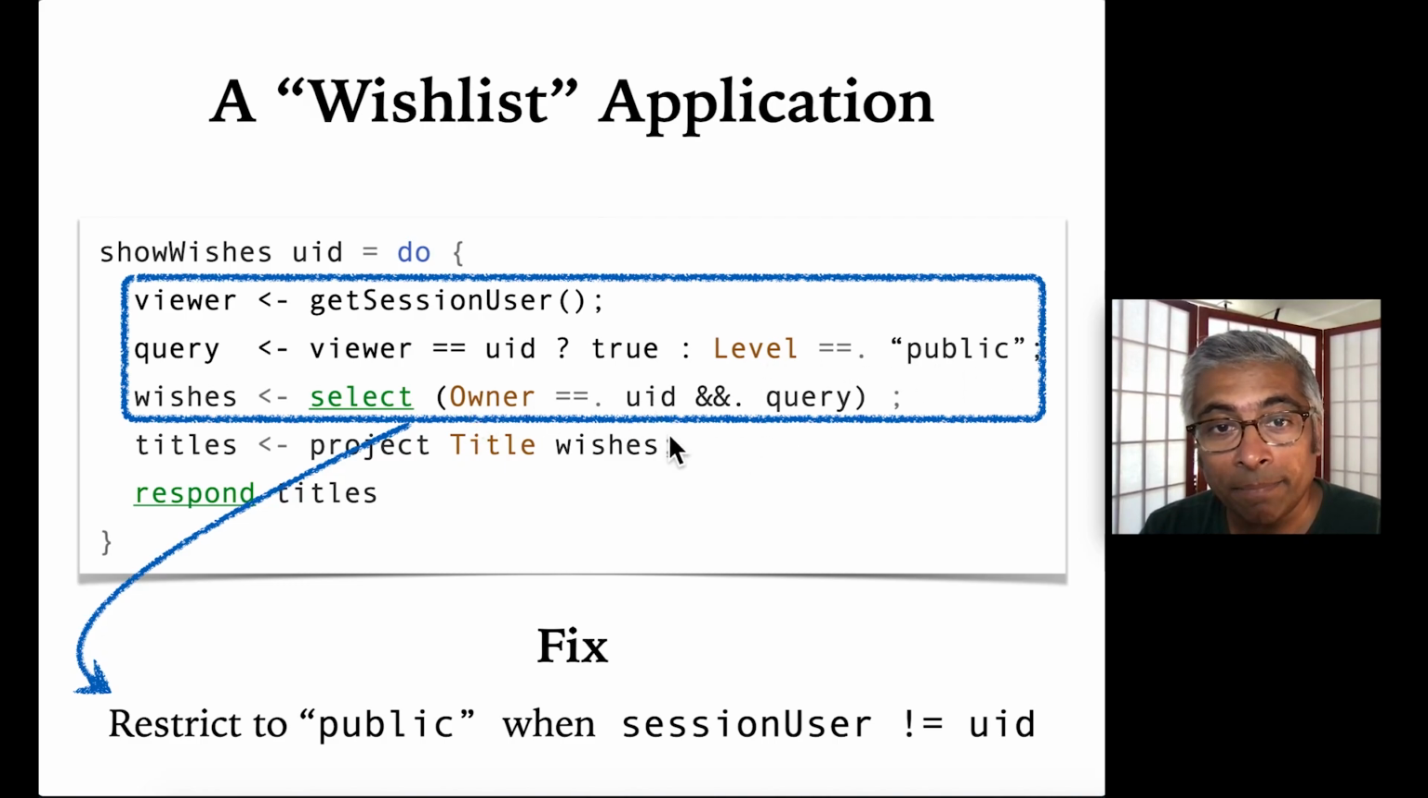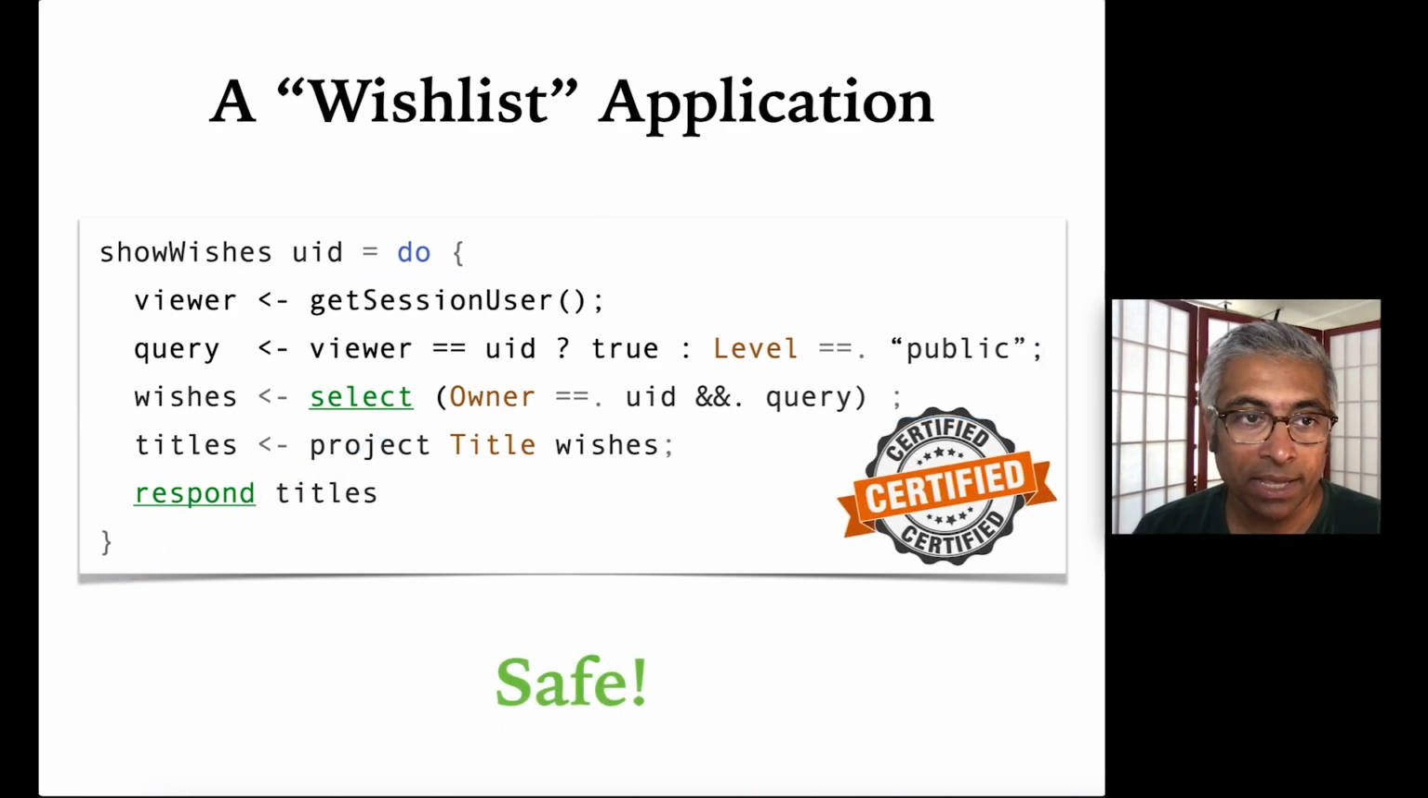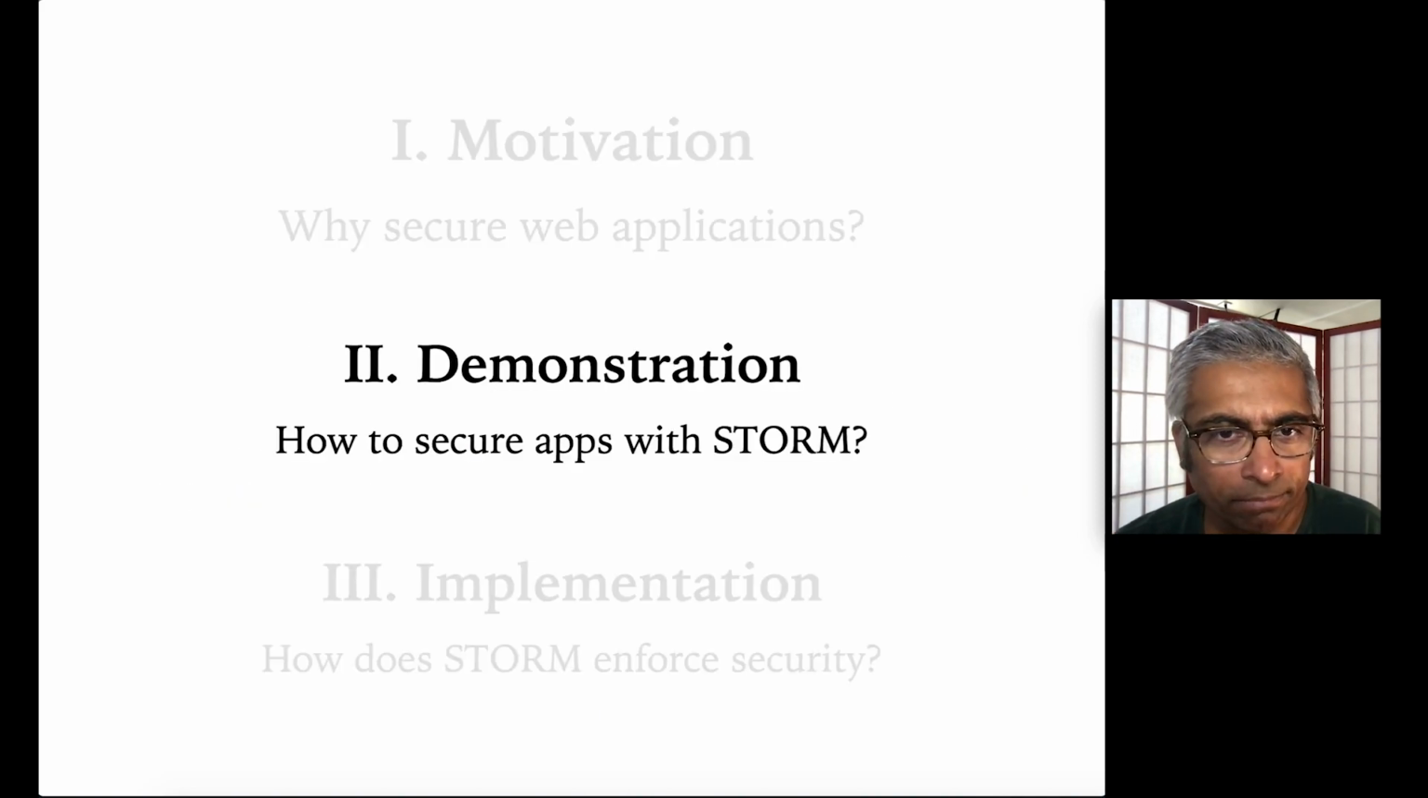Okay, and now I'm going to update my query to owner equals UID and this extra conjunct query. And effectively, this is going to restrict the results to only the public wishes when the session user is not equal to UID. And now Storm says, okay, well then in that case, this code satisfies your security policy as declared at the outset. So having given you this high-level demonstration of how to secure apps with Storm, let's now dive in and see how Storm actually enforces security.